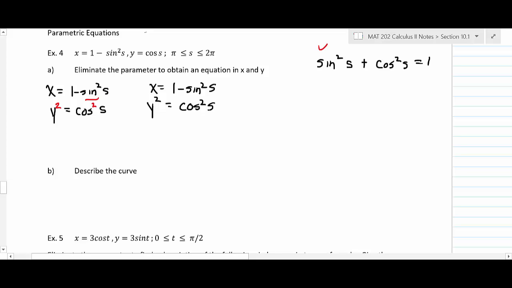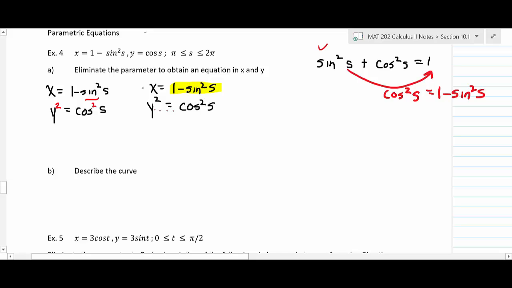Now, what I want you to see on this is, do you know what that is? Isn't that just the cosine squared? Yeah, because you got this identity right here that you learned in trig. If you rearrange that, you get cosine squared s is equal to 1 minus sine squared s. So you have to look for things a lot of times when you eliminate the parameter. A lot of times on sines and cosines, that's what you do.